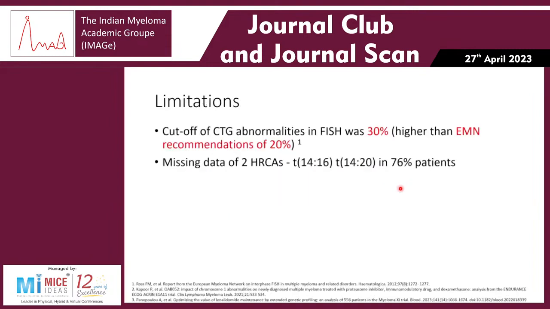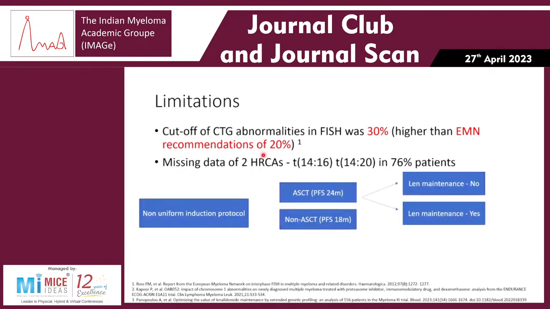Coming to the limitations, the cutoff for abnormalities on FISH was 30%, which is higher than the EMN recommendation of 20%. Three quarters of the patients did not have data for 1416 and 1420, which are essentially 2 high-risk abnormalities per se. And when we look at an overview of the study, with the non-uniform induction protocol, half undergoing a transplant with a PFS of 24 months, the other half not undergoing a transplant with a PFS of 18 months.